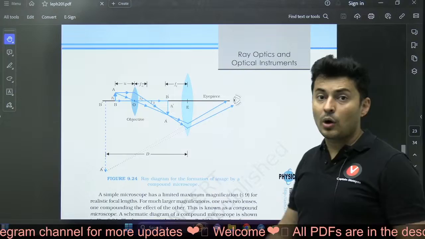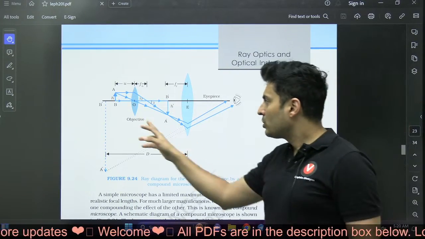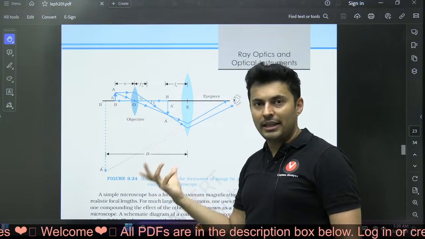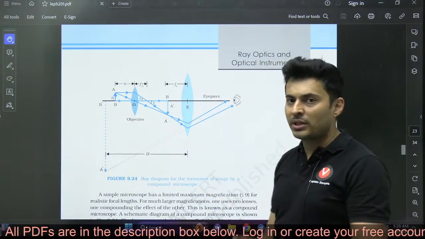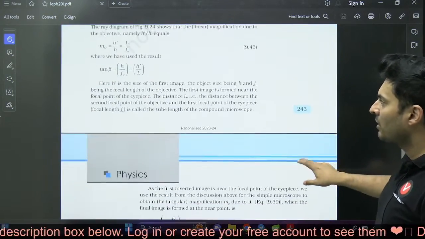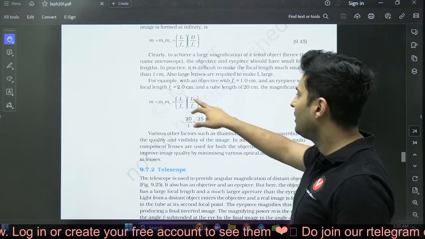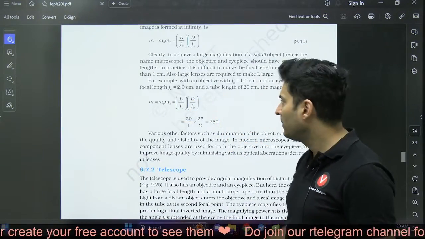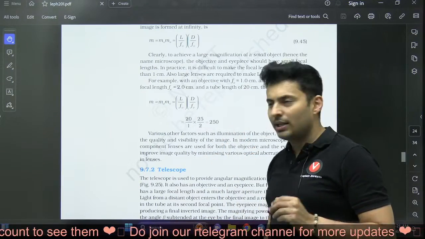Know the ray diagram for a compound microscope when you have two lenses together. Okay, so the distance between the lenses is called the length of the tube of the microscope. Objective is the one which is closer to the object. Eyepiece is the one closer to the eye. Both have their own focal lengths. The formula is very important. Finally, what you get, magnifying power, is length of the tube by focal length of the objective into distance of least vision upon the focal length of the eyepiece.